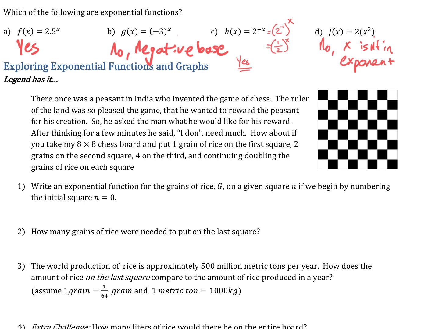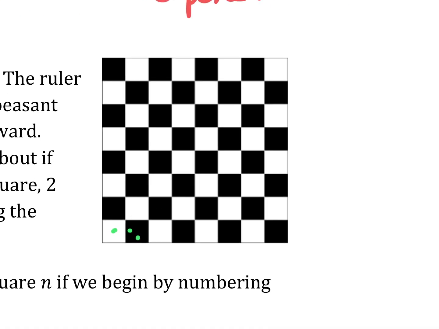And the peasant said, you know what, I don't need much, but here's what I'm going to say. Why don't you take my chessboard? It's an 8x8 board. It's got 64 squares on it. And so here's what the peasant asked for. He said, let's put 1 grain of rice on the first square. Then let's put 2 grains of rice on the second square. And then let's go ahead and double that, and we'll put 4 grains of rice.